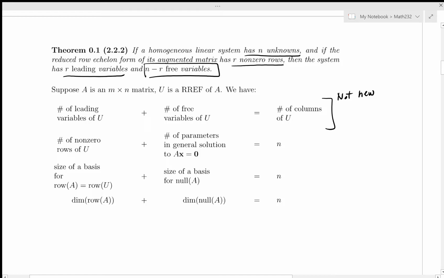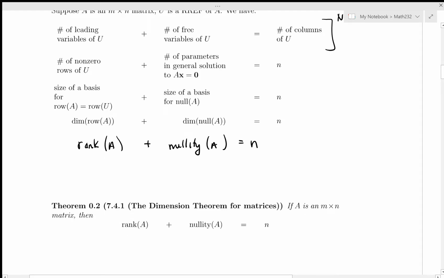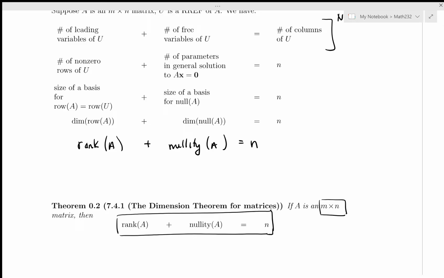Okay, and then we can just continue on. This is what our next thing is going to say: that the rank of A plus the nullity of A is equal to n. So that is the dimension theorem for matrices. If A is an m by n matrix, the dimension of the row space plus the dimension of the null space is n. That sometimes is also called the rank nullity theorem, for obvious reasons. In our textbook here, they call it the dimension theorem for matrices.